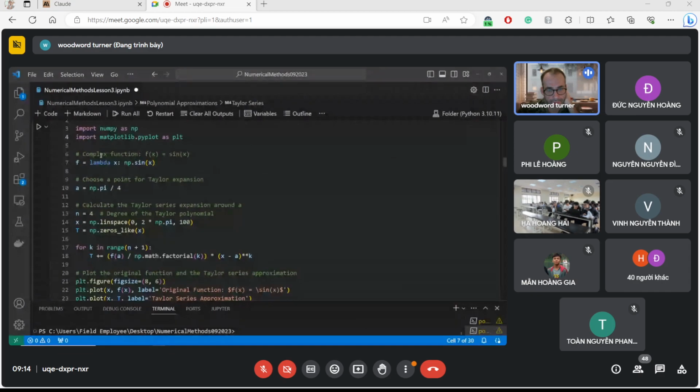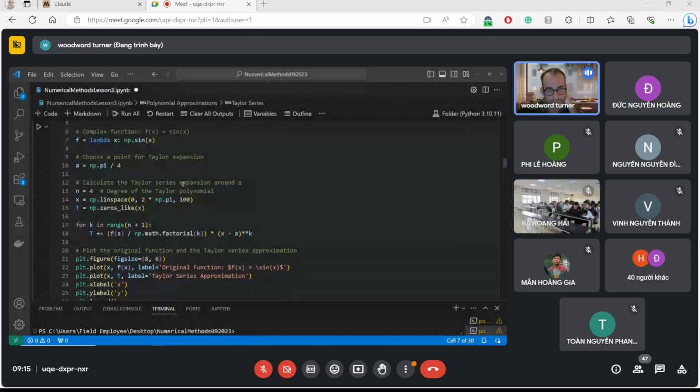And I have a function here, f of x equals sine x. It's not really a complex function because we have a closed form representation of it, but in the real world, it'll be a complicated sort of function you might have to approximate with polynomials. And then I'm going to choose a point for my Taylor expansion that I want to approximate. In this case, I'll use pi over 4.